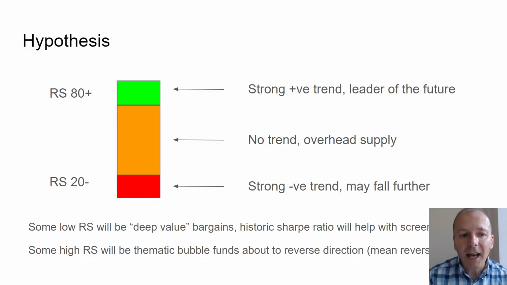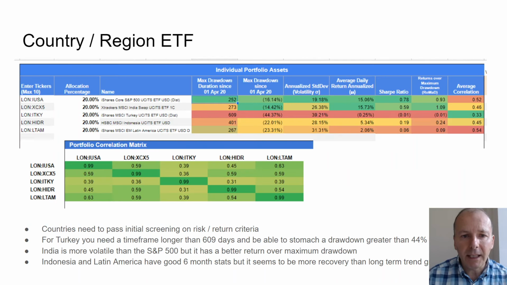But please note that some things at the bottom here might be deep value bargains and they might actually recover. And some things that are at the top might just be bubble thematic funds and they're about to reverse direction, mean reversion back to what the historic growth rate would be.